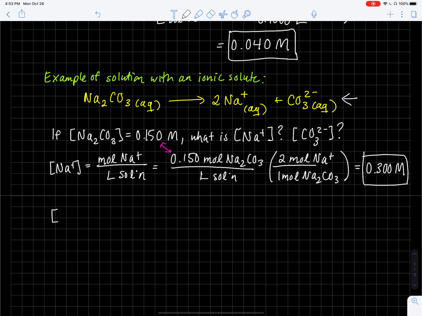So if you do the same thing for carbonate, it has a 1-to-1 ratio. You can write out this same calculation, or you are allowed to just look at it and see, oh, there's a 1-to-1 ratio in that compound. So in fact, the concentration of carbonate is 0.15 molar.